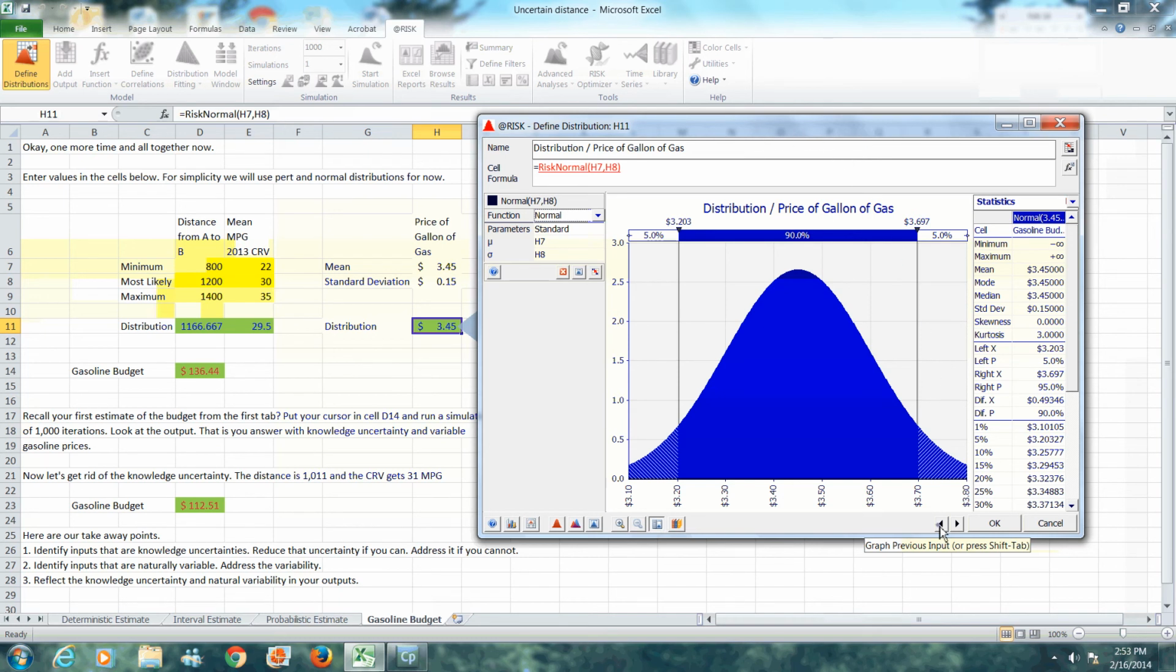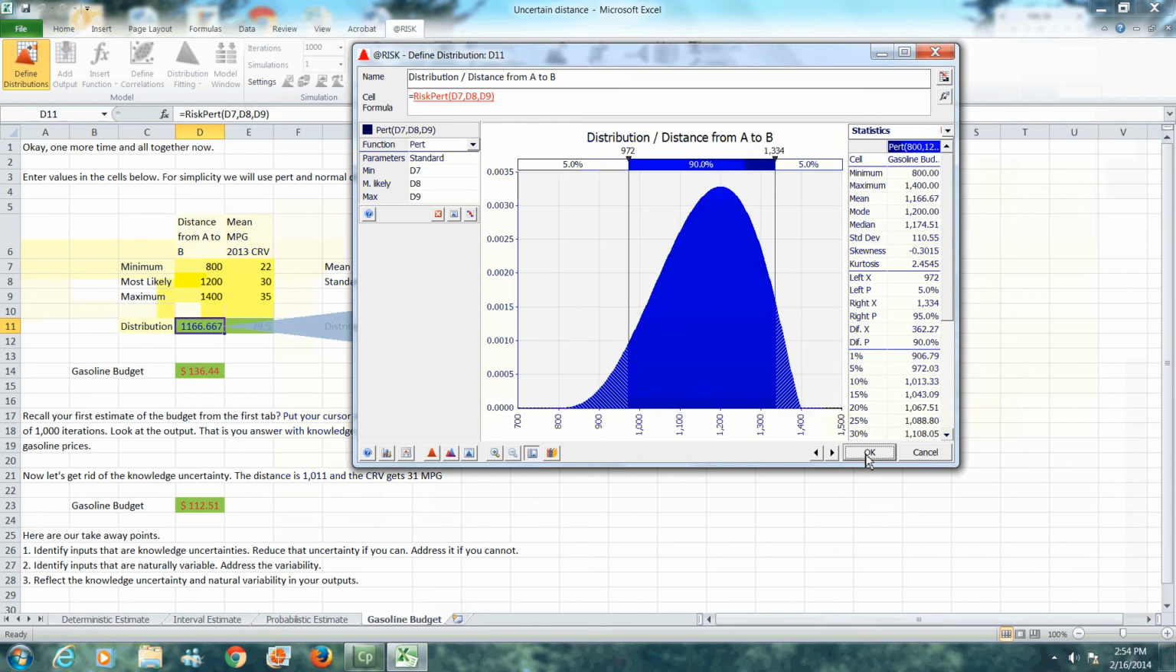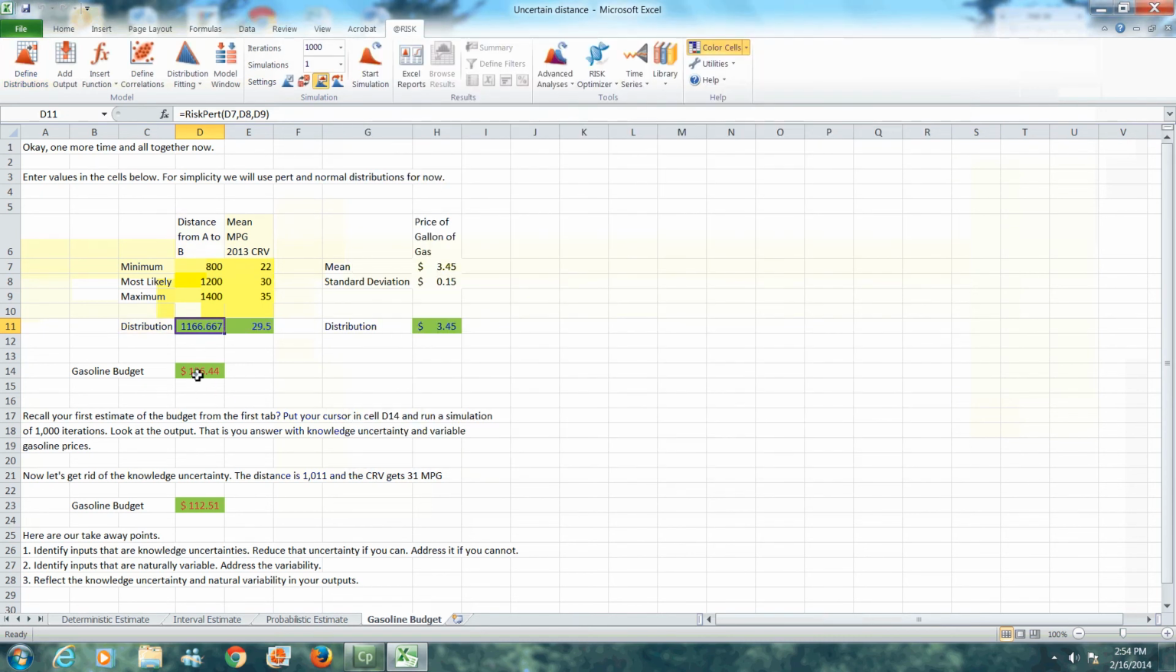Okay, so now let's bump on over to the next distribution. This is the mileage, the average mileage. So the actual mileage, of course, would vary, but the average mileage for a car is a fact. And this is a picture of what I believe that fact to be. This is a picture of what I believe the distance to be. And so here I have a gas budget that is calculated as, or let me say that differently, the distance from point A to B divided by the mileage that the car gets times the price of a gallon.